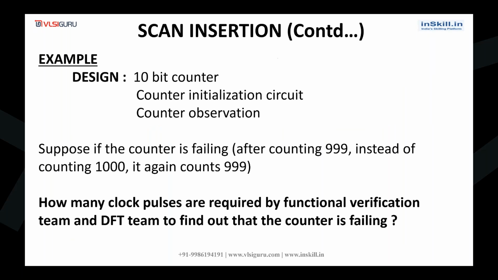This is the same 10-bit counter initialization and counter observation circuit which we discussed earlier. The counter is failing. After counting 999, instead of counting 1000, it again counts 999. As we discussed earlier, how many clock pulses will be required by the functional verification team and the DFT team to find out that the counter is failing?